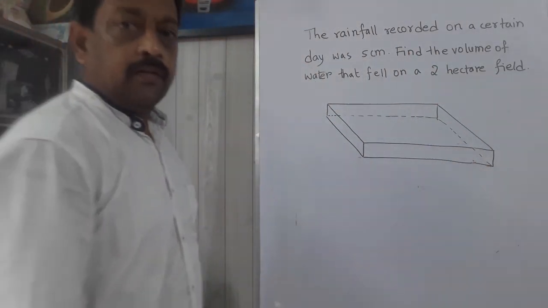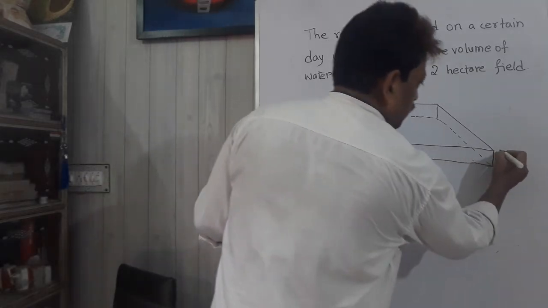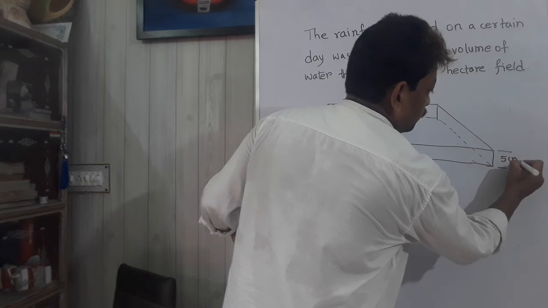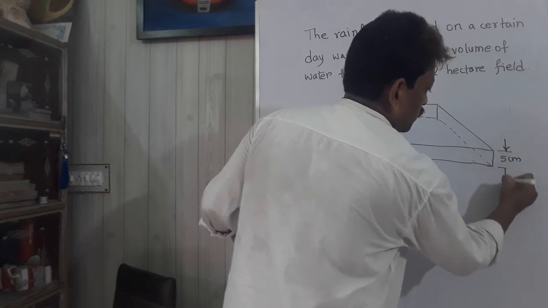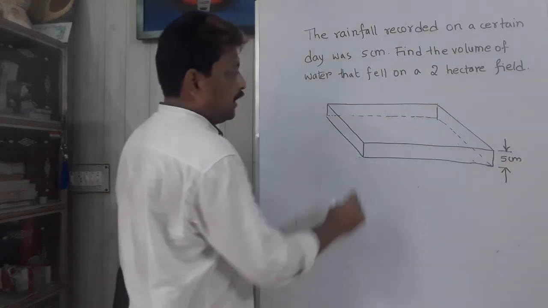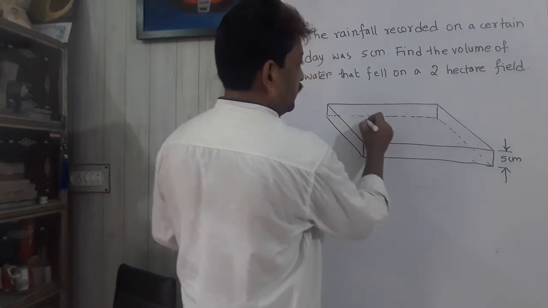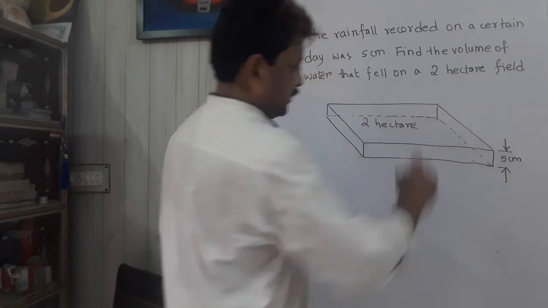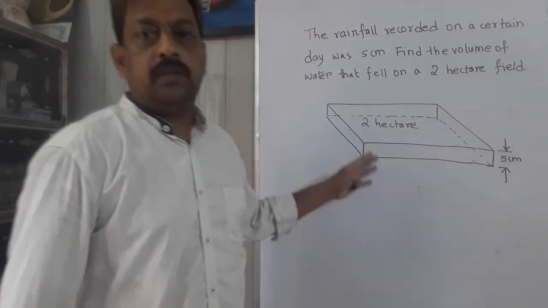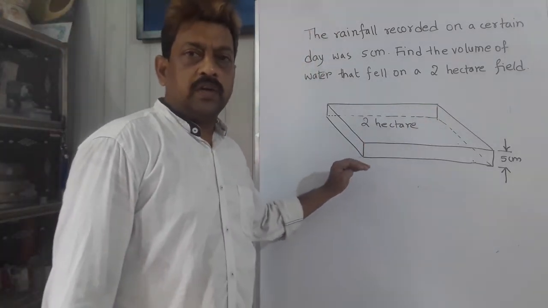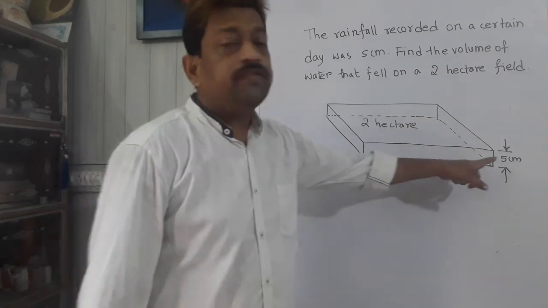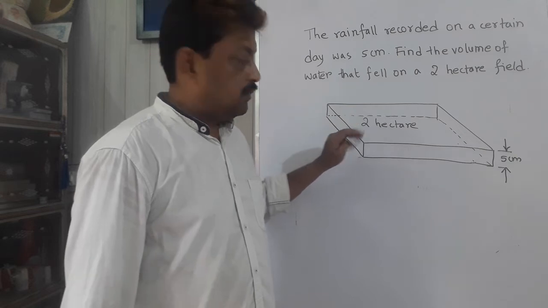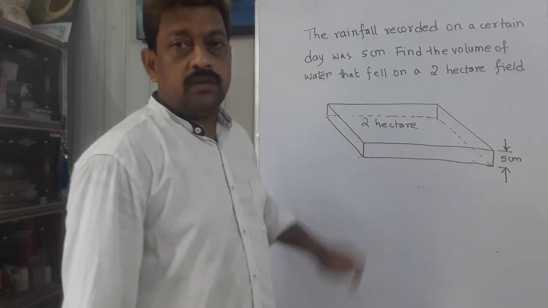Suppose this is the field where the height of water collected is 5 centimeter. This is the height of water collected in the field, and total area of the field is 2 hectare. Now as you can see from the diagram, it is also a case of cuboid whose height is 5 centimeter and the area is 2 hectare.